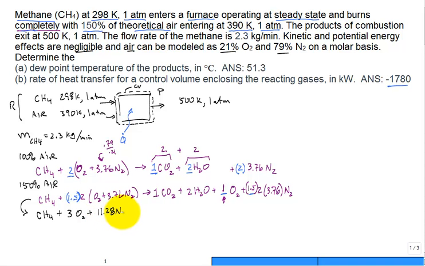11.28 N2s go to 1 CO2 plus 2 H2Os plus 1 O2 plus 11.28 N2s. I should get rid of this little arrow here, a little confusing. There you go. So again, this is a 1 right in front of that O2. So there's our balanced reaction equation. We need that. Now what do?